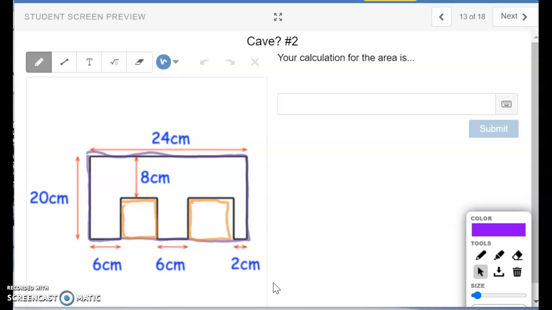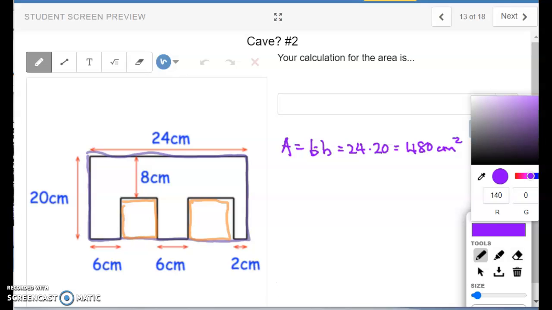So we have this big rectangle and we have to take away these two little yellow rectangles. Well, let's talk about the big rectangle. That's the purple rectangle. What is the area of that big rectangle? Area is going to be base times height because it's a rectangle, and base is 24 times 20, which is going to be 480 centimeters squared.